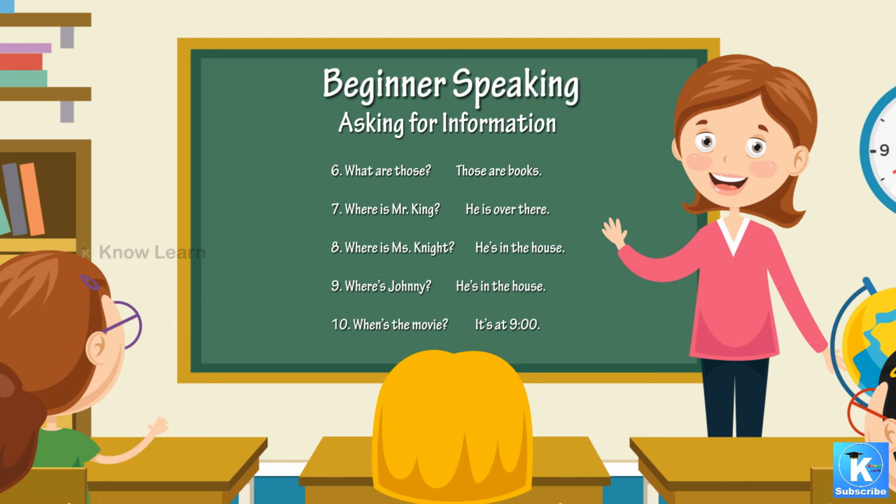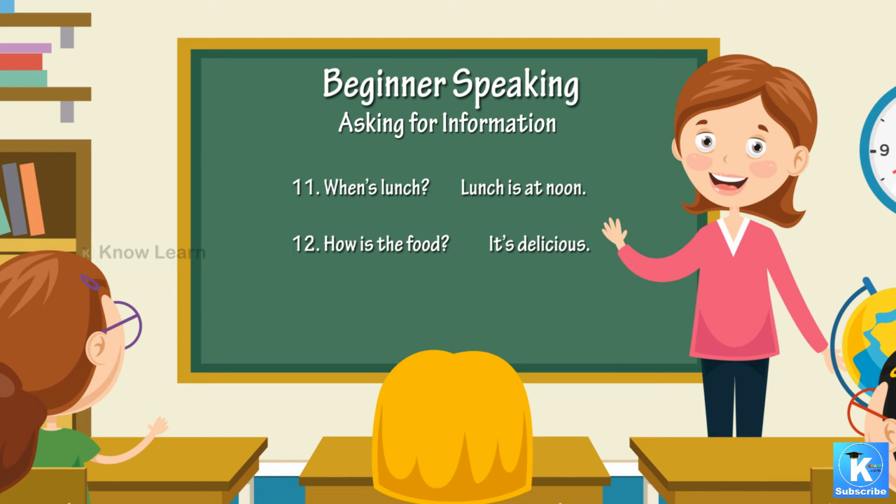7. Where is Mr. King? He is over there. 8. Where is Miss Knight? She's in the house. 9. Where's Johnny? He's in the house. 10. When's the movie? It's at 9 o'clock. 11. When's lunch? Lunch is at noon. 12. How is the food? It's delicious.